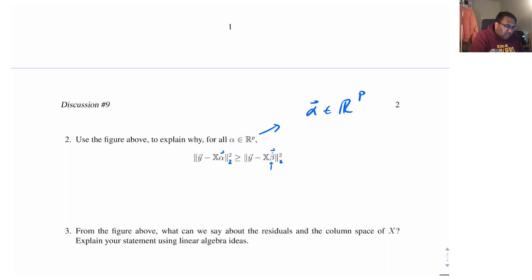Okay, so there's not much for me to write down for that. We sort of already discussed this idea. So maybe I can say beta hat minimizes the residual. So this is almost by definition.